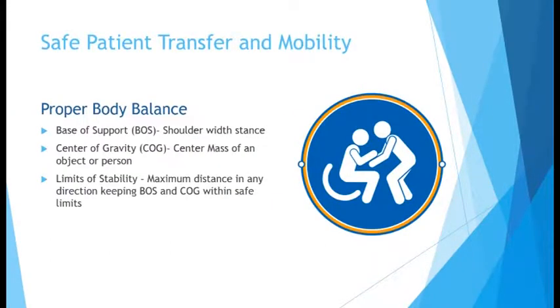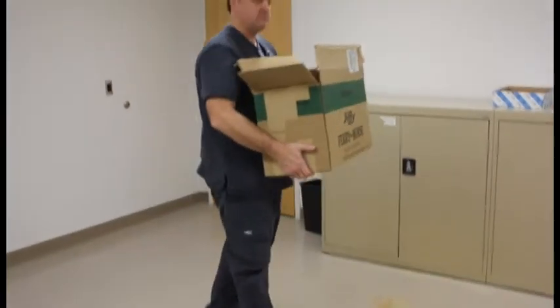Proper body balance starts with a base of support with a shoulder width stance, the center of gravity, keeping the center of mass of an object or person close to the center of gravity, and limits of stability, knowing the maximum distance in any direction, keeping the base of support and center of gravity within safe limits to avoid injury.